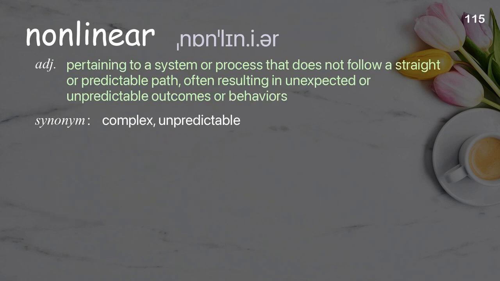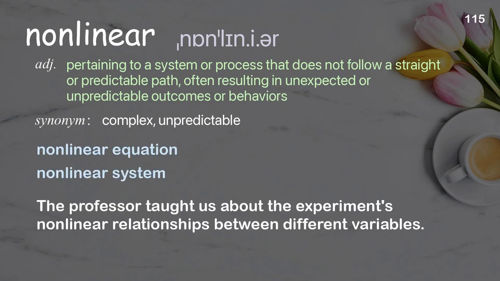Nonlinear. Pertaining to a system or process that does not follow a straight or predictable path, often resulting in unexpected or unpredictable outcomes or behaviors. Examples. Nonlinear equation. Nonlinear system. The professor taught us about the experiment's nonlinear relationships between different variables.